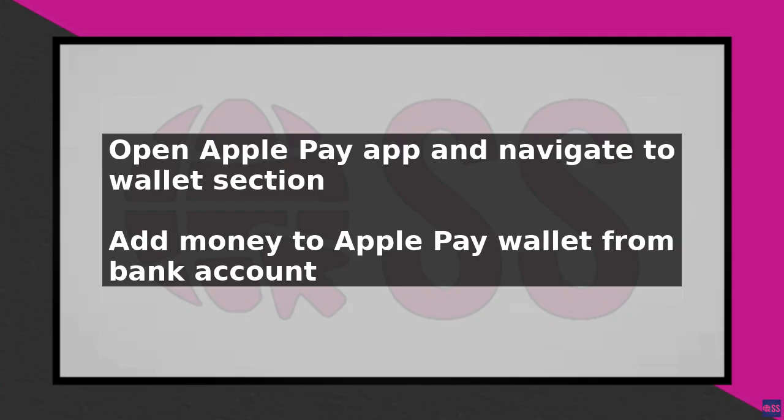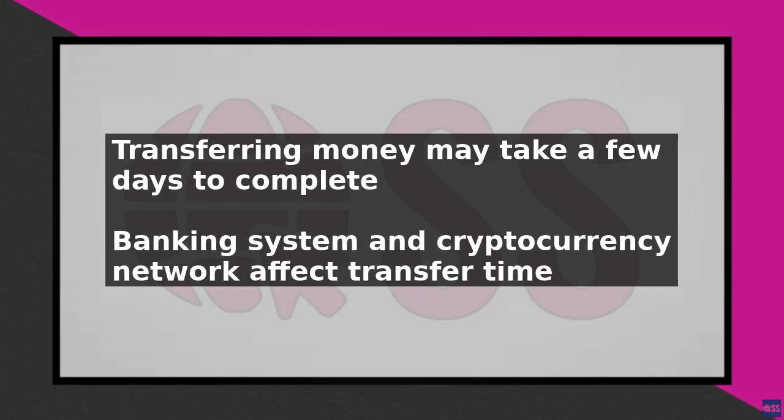After the money is in your bank account, open the Apple Pay app and navigate to the Wallet section. Tap on the Add Money option and select your bank account as the funding source. Enter the amount you want to transfer and confirm the transaction. The money will then be added to your Apple Pay wallet.